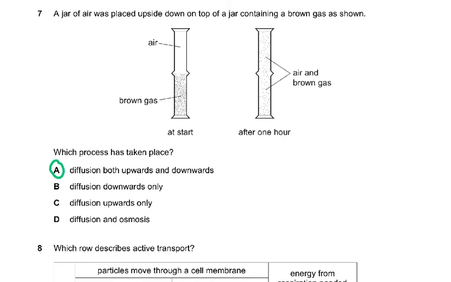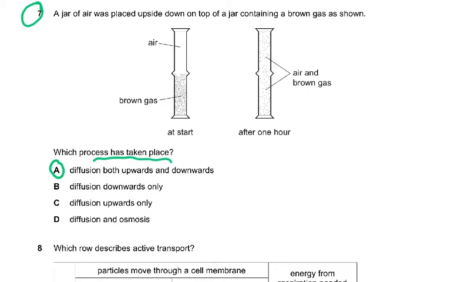Then coming on to question number 7, a jar of air was placed upside down on top of a jar containing a brown gas as shown. So there's air and there's a brown gas, and then the air and the brown gas after 1 hour. Which process has taken place?